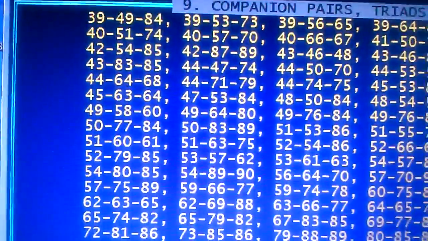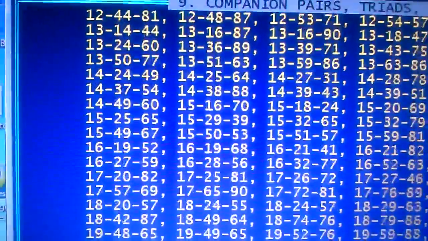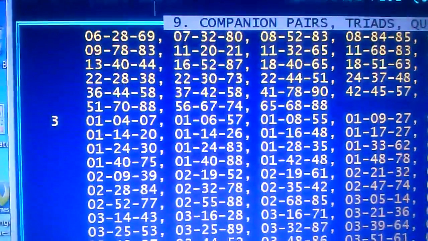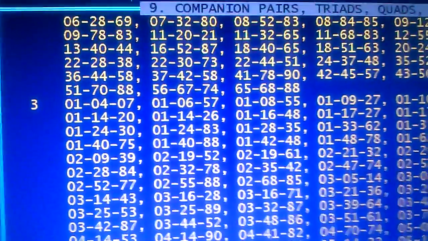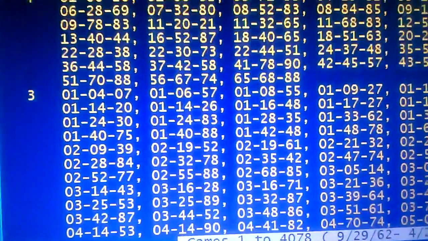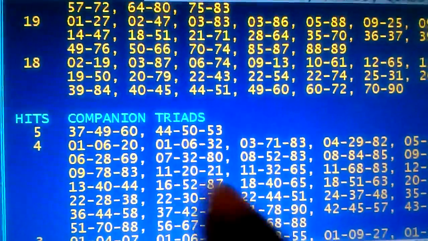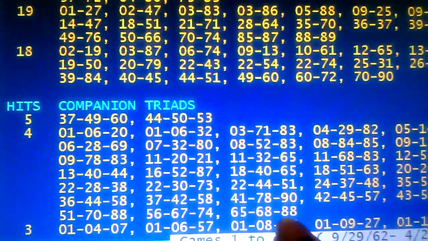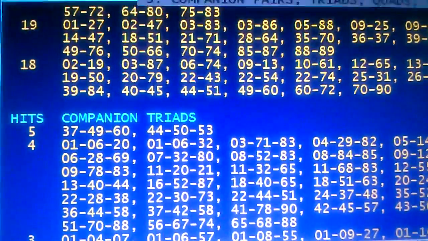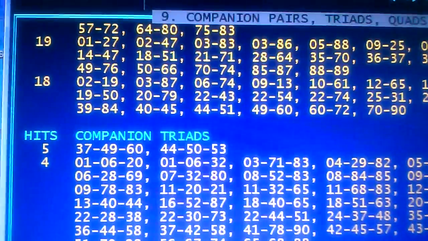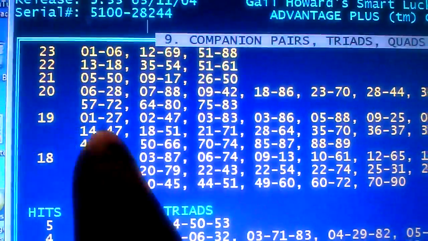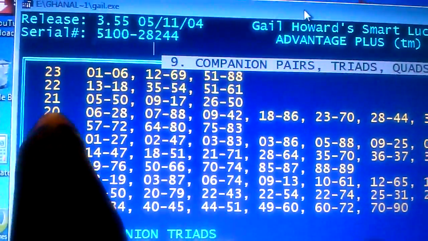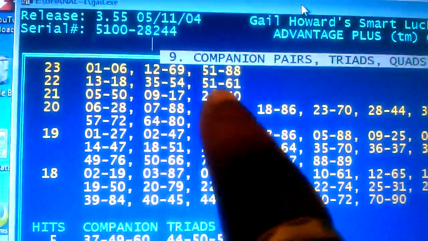These combinations here, the 3 numbers, all of these that you see scrolling from here down, all of these combinations that you see together have occurred 3 times in the history of the Ghana lottery, in the amount of history I have. These combinations here, from here to here, these have occurred 4 times. These 2 have occurred 5 times in the history. Look at this. These number pairs have occurred 18 times. These number pairs have occurred 19 times. These number pairs 20, these number pairs 21, these 22, these 23.